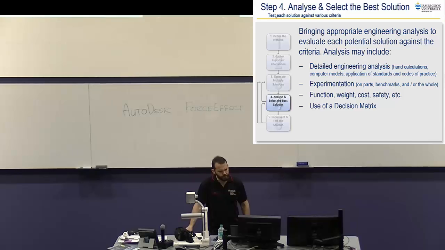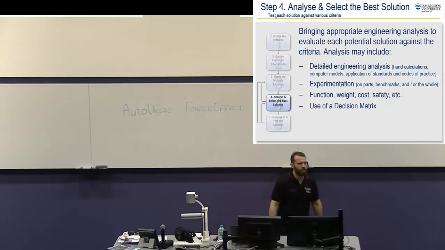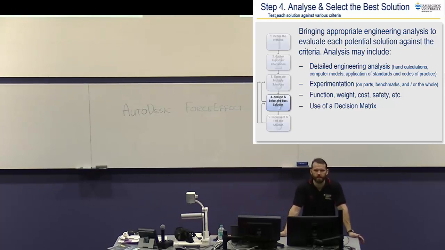All right. We're also going to be looking at things like function, weight, cost, safety, and so forth at this stage. If it's an engineering design that's going into something that people use, obviously safety is going to be a huge concern. Every engineering design, cost is a big thing. And it's obviously got to serve its purpose, so we need to make sure that that's being satisfied.